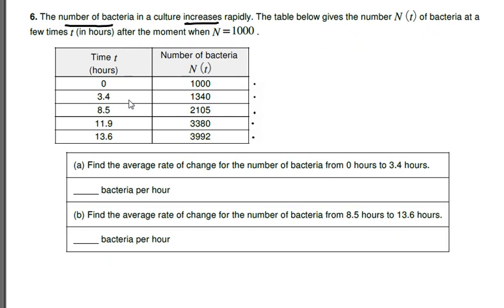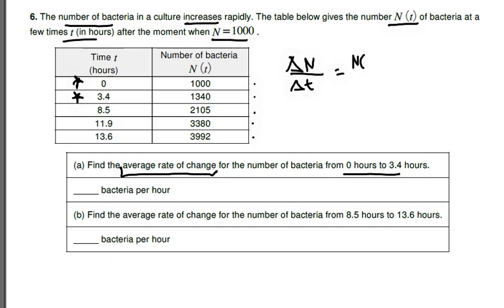Maybe the scientist or the lab technician is checking in periodically, not on a super regular basis, but they're coming in and taking the measurements, or maybe they've got some sort of computer or equipment that's measuring the number of bacteria somehow. So here's the time, here's the number of bacteria. The question we're asked to calculate here is find the average rate of change for the number of bacteria from 0 hours to 3.4 hours. Okay, so there's our A, there's our B. And here are our y values that correspond to it.